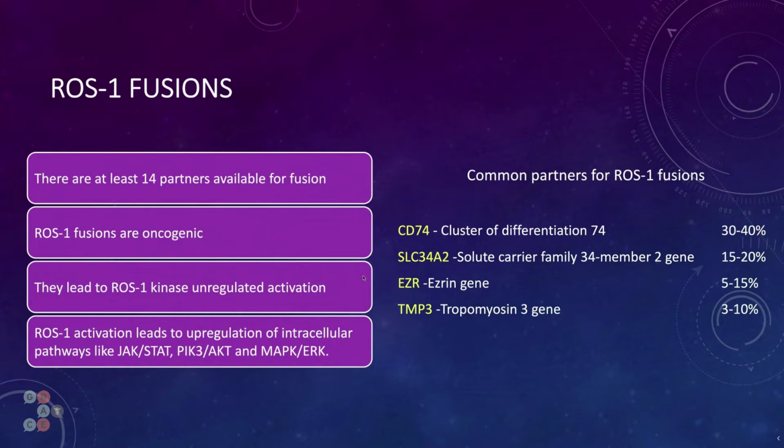But some of the newer publications are looking at the fact that CD74, when a partner for the fusion, may have more aggressive behavior towards the CNS and therefore worse prognosis. So stay tuned on that.